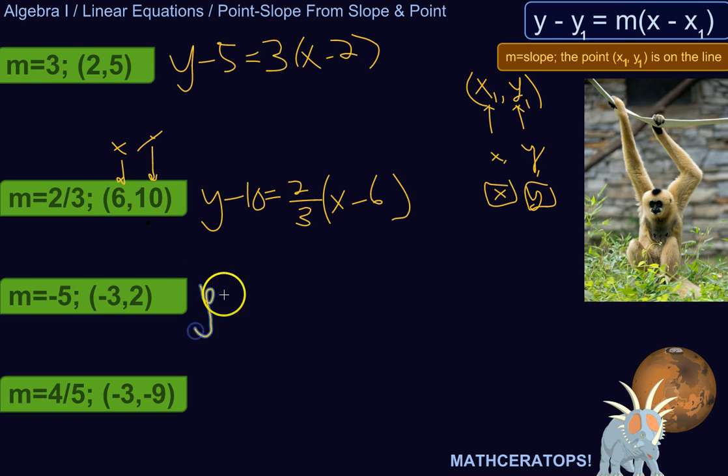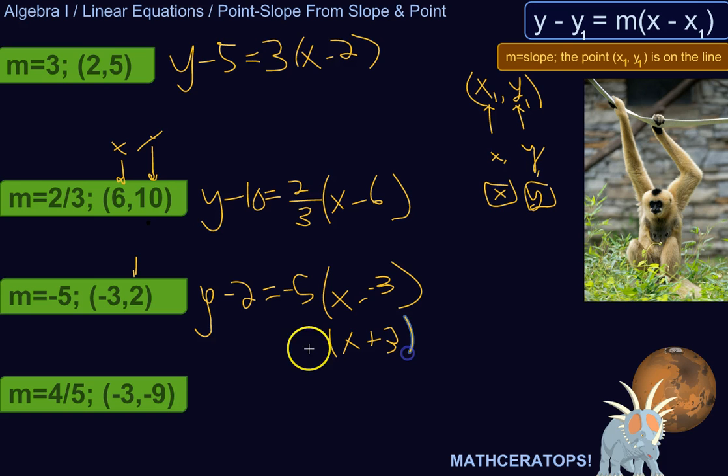Okay, so y minus the y coordinate of a point on the line is equal to the slope, in this case -5, times x minus the x coordinate on the line. And if you want, you could say x plus 3 instead of x minus minus 3. It's equivalent. If it makes you feel weird to have two negatives next to each other, you are welcome to write it like this.